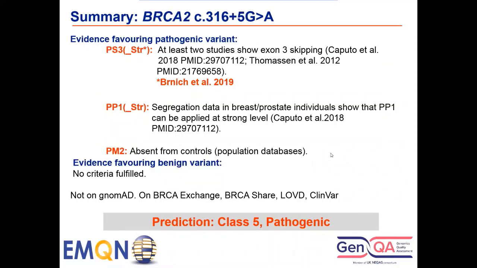In summary, we have a PS3 strong evidence for functional studies, where 2 studies show that exon 3 is lost from the transcript. And in addition, there is a PP1 upgraded to strong evidence due to the massive segregation data that is available for this variant. And if also taken into account that this variant is absent from controls, together within the ACMG criteria, this will lead to a prediction that this variant is pathogenic.